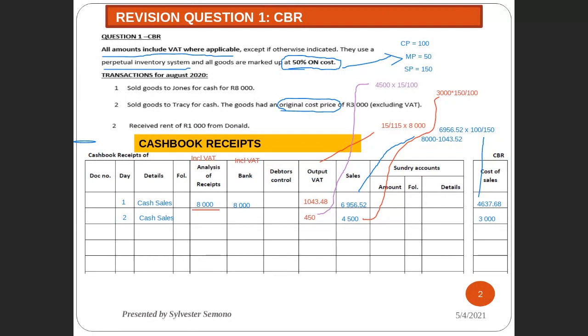Now you say 450 plus 500 plus 4,500. We got 4,950.